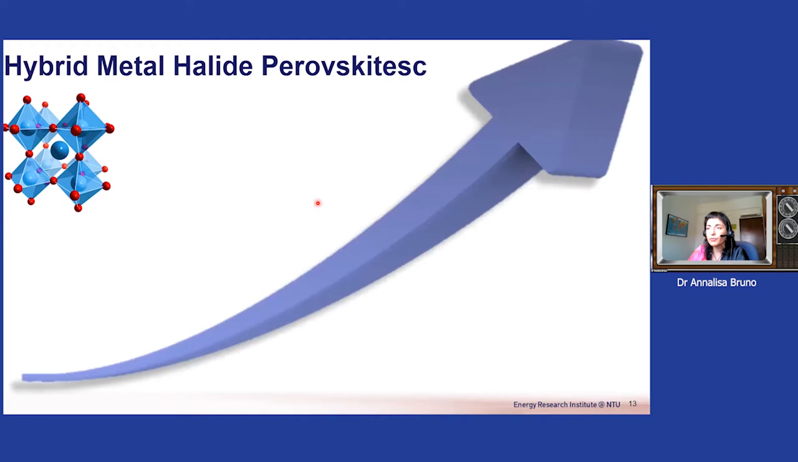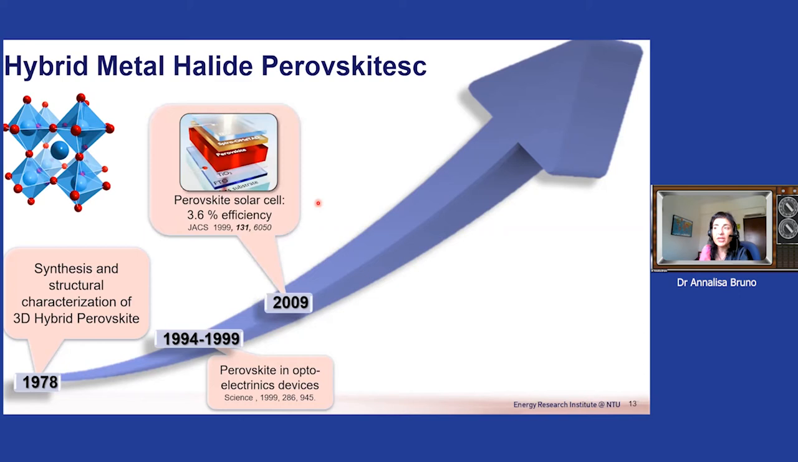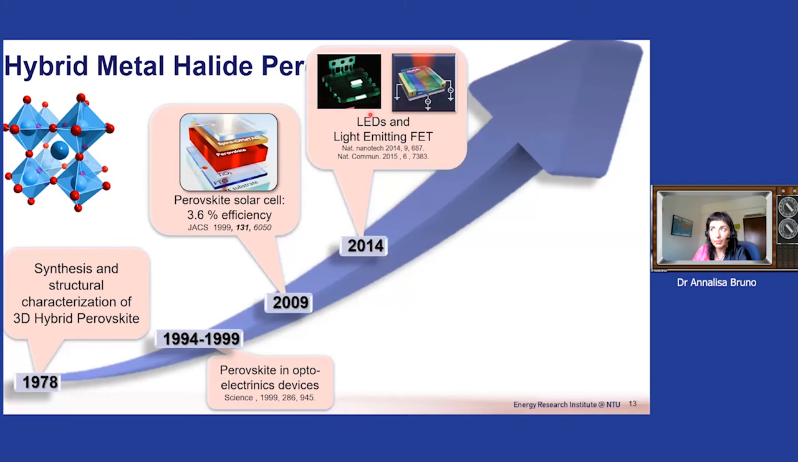And let's see a really brief history of the perovskite. The first synthesis and structural characterization of the hybrid perovskite was realized at the end of the 70s. And the first integration in different optoelectronic devices, but not solar cells yet, happened in the 90s. There was a lot of work done in the IBM laboratories in the States, and they were already showing good performances of these devices. But just in 2009 the first solar cell based on hybrid perovskite was demonstrated, with an efficiency of just around 3%. And a few years later, these materials were also used in light-emitting diodes and light-emitting transistors, demonstrating also the possibility of being used as emitter materials.